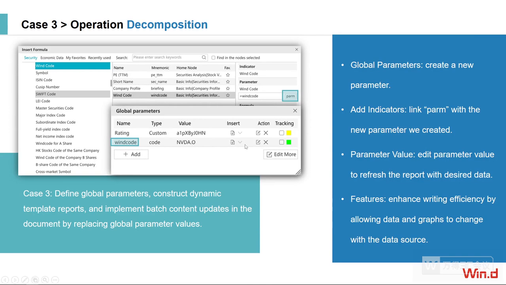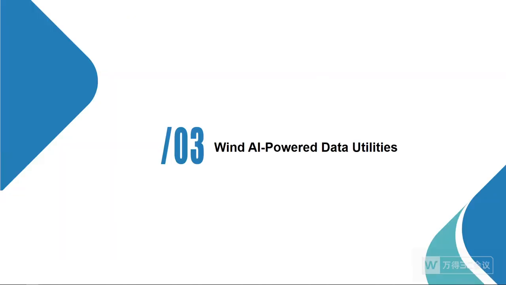Well, our win word adding will automatically replace all the linked values simultaneously, which could enhance efficiency by allowing data and graphs to change as we like. Alright, besides everything win word adding has offered us with dynamic report generation and updating, win word adding does provide us with AI-powered utilities to fully facilitate our work efficiency.